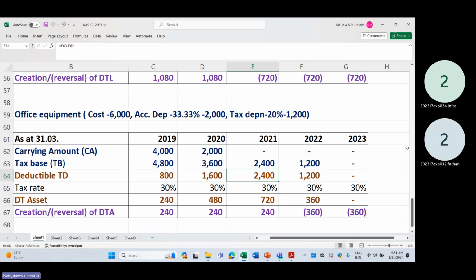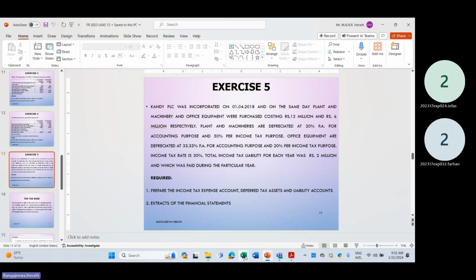And to make it simple, since we are preparing it for the entire 5-year period, the question says income tax for each year is 2 million and which is paid during that year. Forget about that payable part, right? Just take every year the tax we pay to Indian revenue is 2,000. That is what the question says. Total income tax liability for each year 2 million and which were paid during the same year. Because here our focus is to understand the deferred tax adjustment. Now can you prepare?